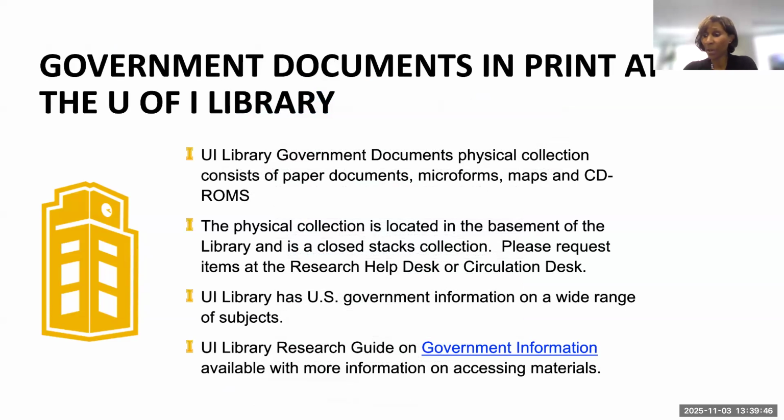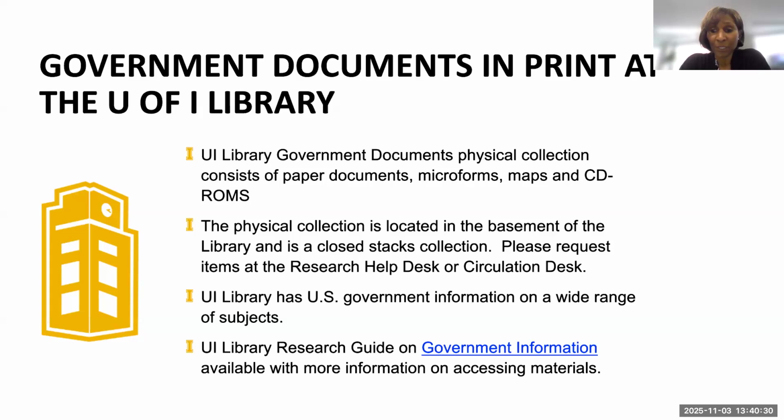Okay, so let's talk about how to access government documents in print here in the UI Library collection. First of all, the UI Library Government Documents collection in physical form consists of paper documents, microforms, maps, and CD-ROMs. The majority of the physical collection is located in the basement of the library, and it's a closed stacks collection. That means you need to request an item that you need either at our research help desk on the second floor of the library or at the circulation desk. We do also provide documents through interlibrary loan.